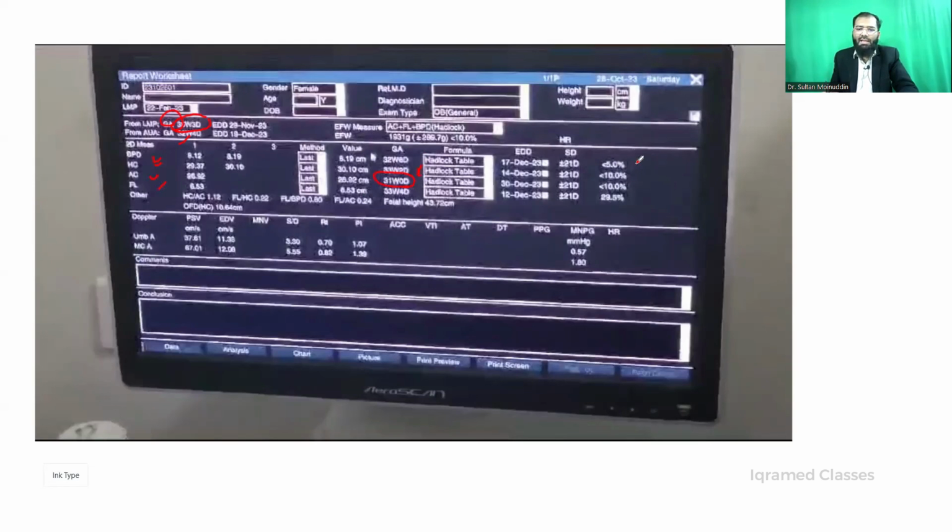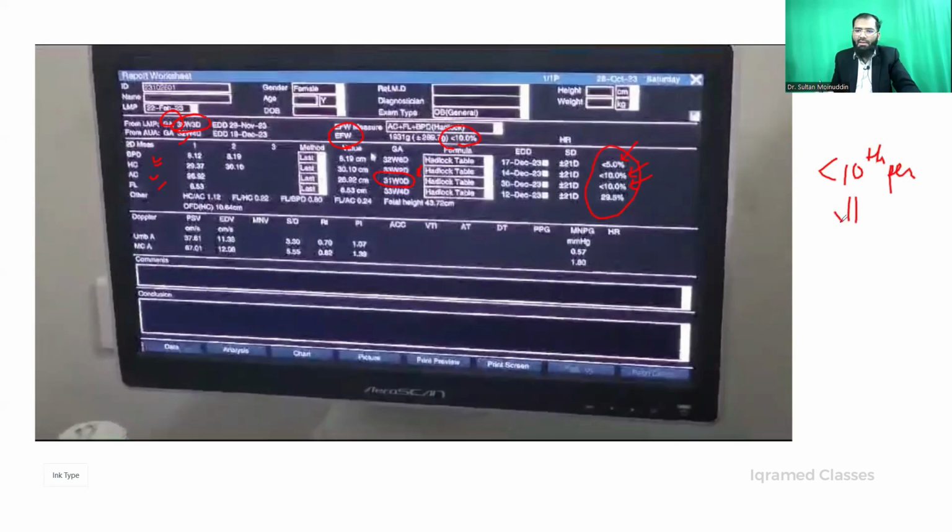And these are the percentiles. If you look here, this is less than 5 percentile at BPD. This is less than 10 percentile. This is again less than 10 percentile. If you see the estimated fetal weight, which is 1931 plus minus 299, this is again less than 10 percentile.